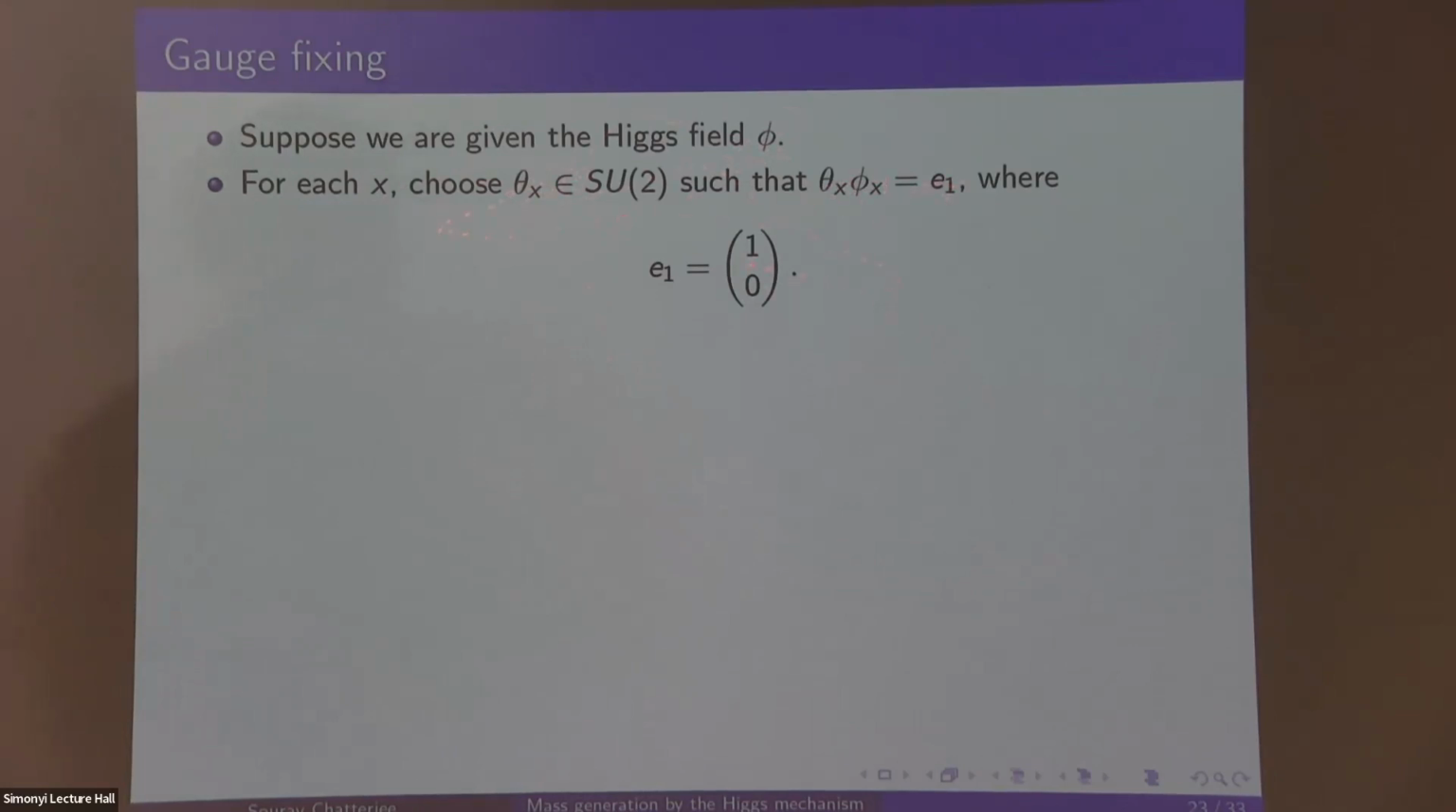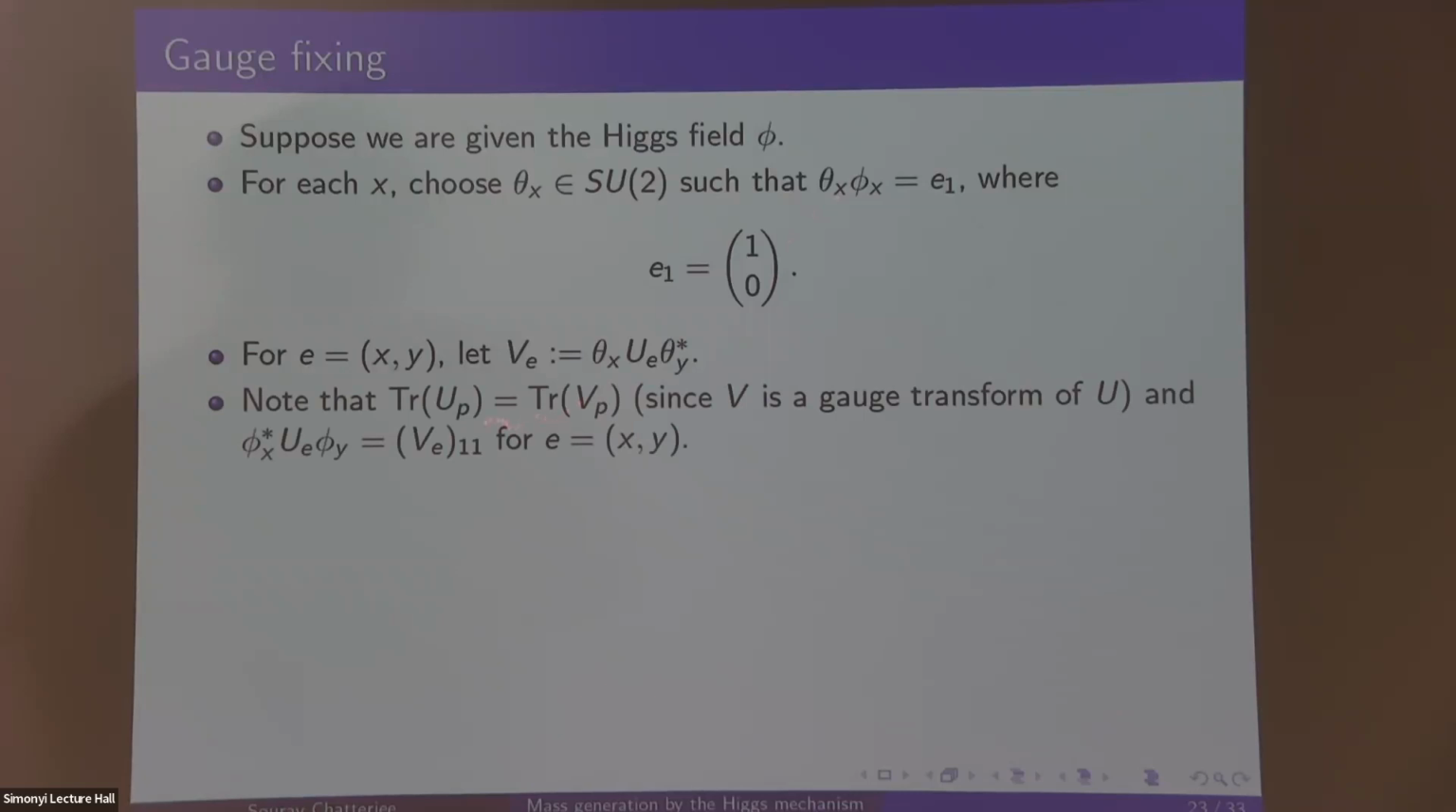You can do that. So you can choose an element of SU2 so that it sends this phi x to E1. And for any edge E, you define a configuration VE as theta x UE theta y star, where theta is this. So you apply this gauge transform. Then note that trace of UP is trace of VP for any plaquette P, since V is a gauge transform of U, that you can easily verify. And the Higgs field term phi x star UE phi y just becomes a 1/1th element of VE.